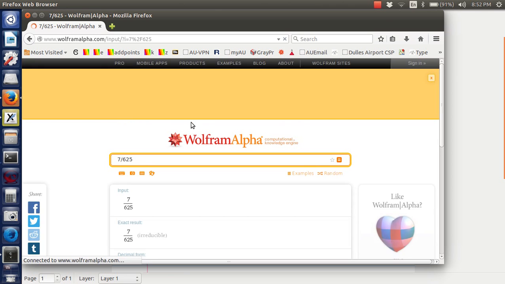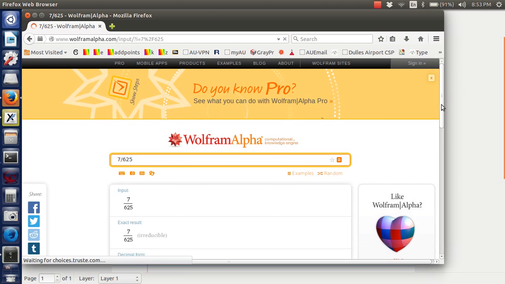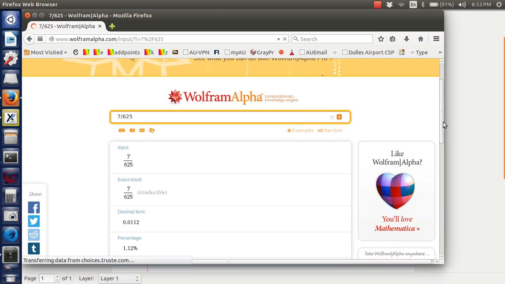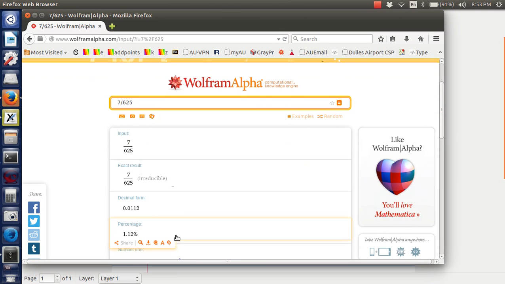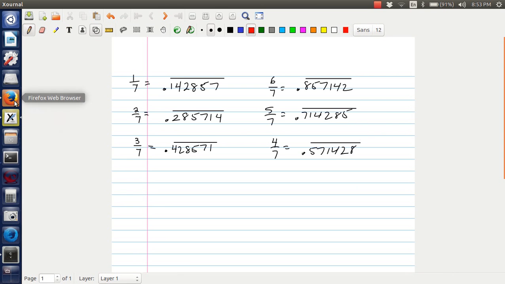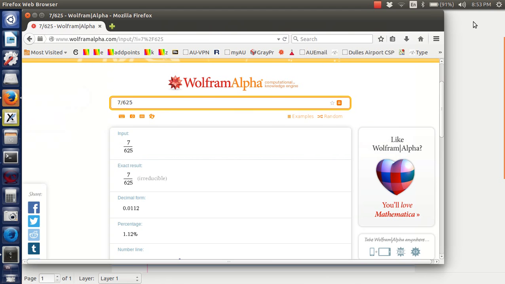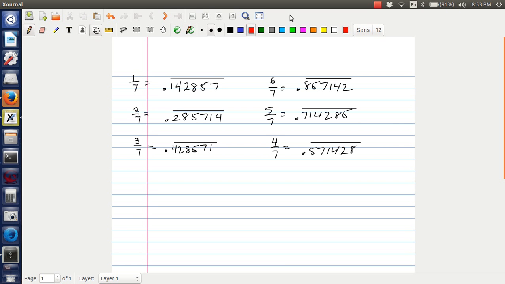But it's not exciting. Why is it not exciting? Well, it's irreducible. Okay, that means at least it's already in lowest terms. But it has a terminating decimal. What does it mean for a decimal to be terminating? Well, it means that all these digits are missing, like they're all zeros. Why does it terminate? Okay, so 7 over 625? Okay, so let's just do out long division and figure out what's going on.